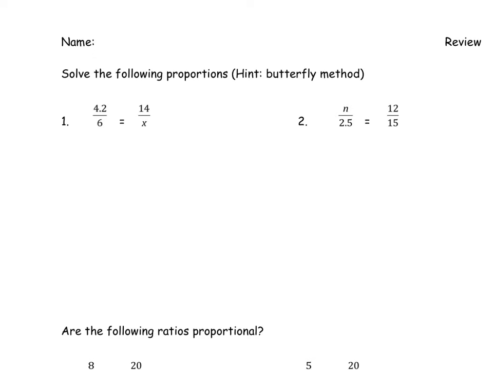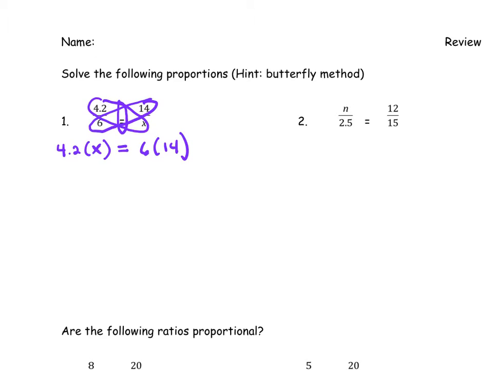So I'm going to cross multiply using a butterfly wing, and in that wing I see 4.2 and x. So I'm going to multiply them. That's why it's called cross multiplying. The butterfly body reminds me to drop down the equal, and then I'm going to cross multiply using another butterfly wing. Inside that wing I see 6 times 14. So the butterfly helps us set up the cross multiplication.